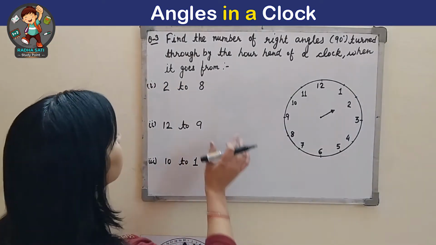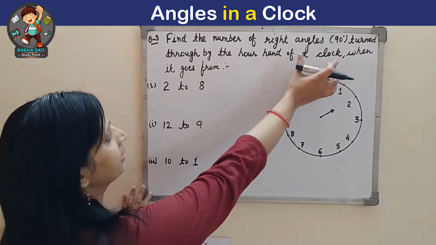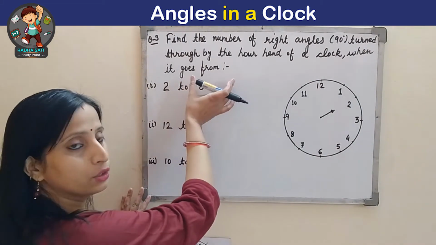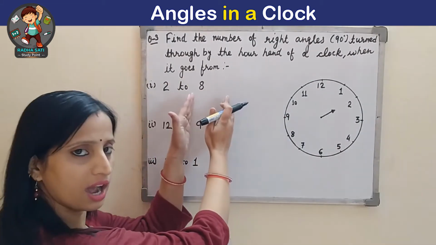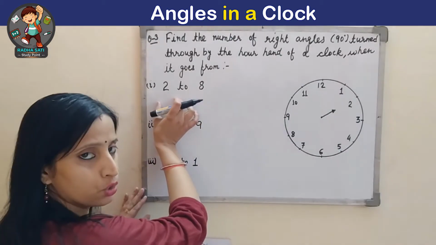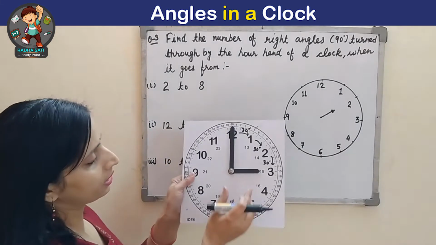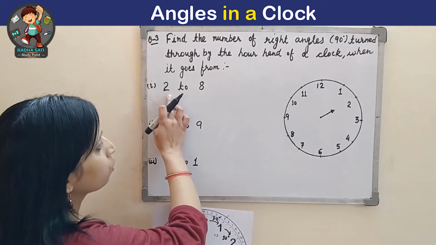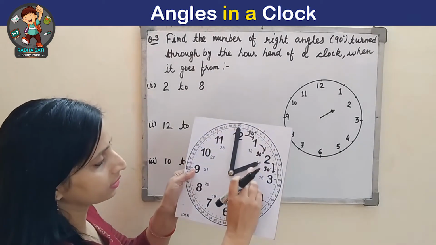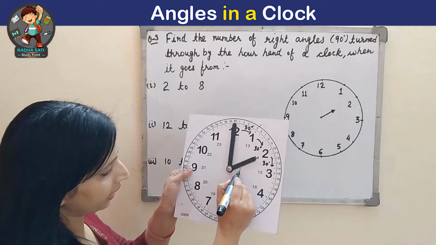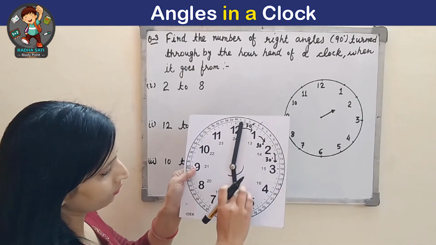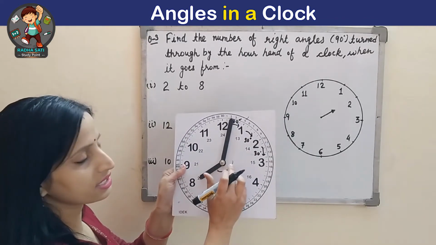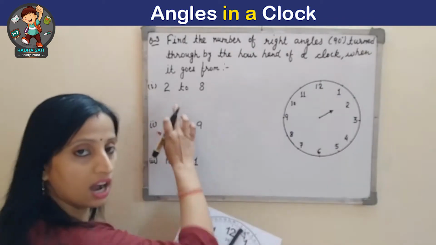Okay. Now we will solve another question. And the question is, find the number of right angles turned through by the hour hand of a clock when it goes from one number to another number. Here the number is 2. For example, the hour hand is at 2 and now it is going from 2 to 8, from 2 to 8 till here. So we have to find out the number of right angles covered by the hour hand.